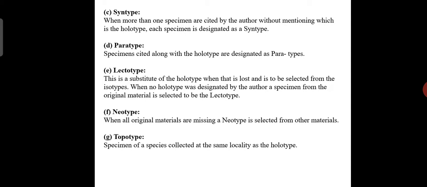Next, neotype. When the original material is missing, a new type is selected. The last is a topotype. A topotype is a specimen of a species collected at the same locality as the holotype.